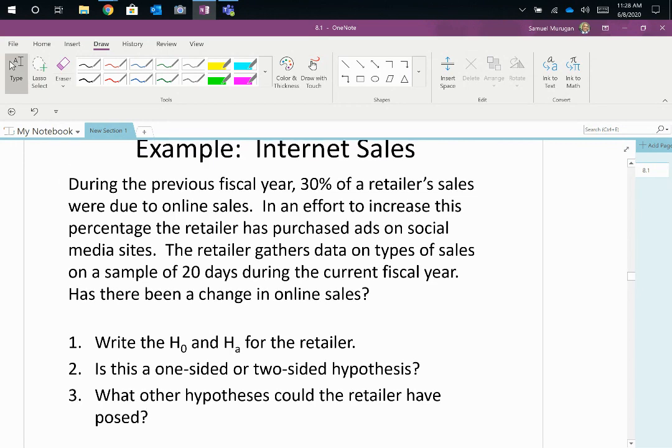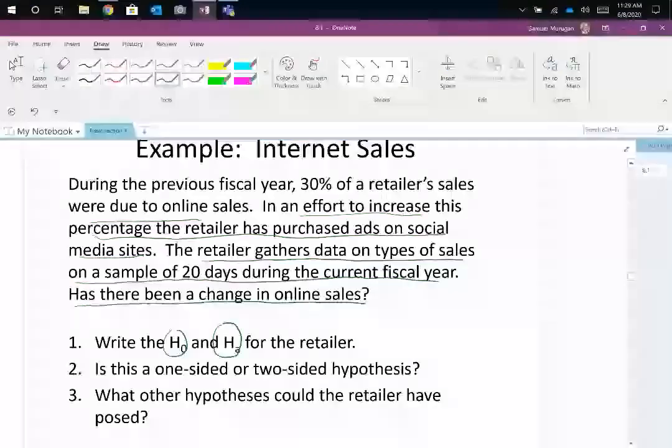Here's an example. During the previous fiscal year, 30% of retailer sales were due to online sales. In an effort to increase this percentage, the retailer has purchased ads on social media sites. The retailer gathers data on types of sales on a sample of 20 days during the current fiscal year. Has there been a change in online sales? Write the null hypothesis and the alternative hypothesis for the retailer.